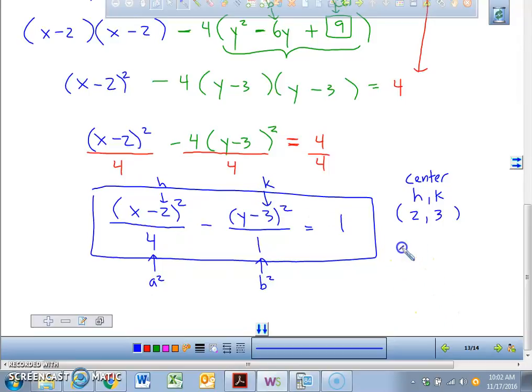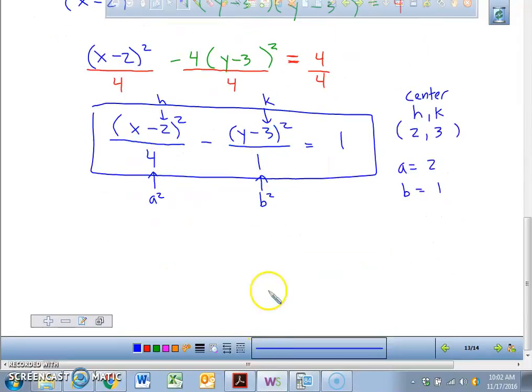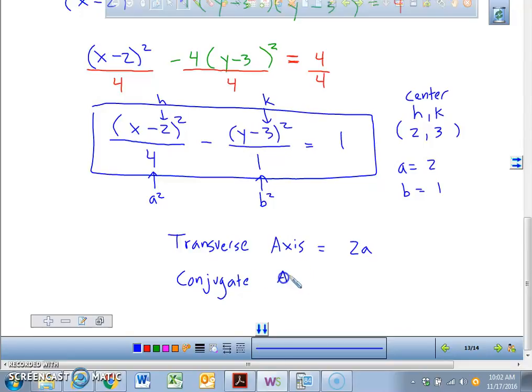All right. My a value is 2. My b value is 1. All right. If a squared is 4, the square root of it is 2. The square root of 1 is 1. Now, something you might want to write in your journal is this. The transverse axis will always equal 2 times a, and the conjugate axis will always equal 2b. But the transverse axis will not always be bigger than the conjugate, whereas in an ellipse, the major axis is always bigger than the minor axis.